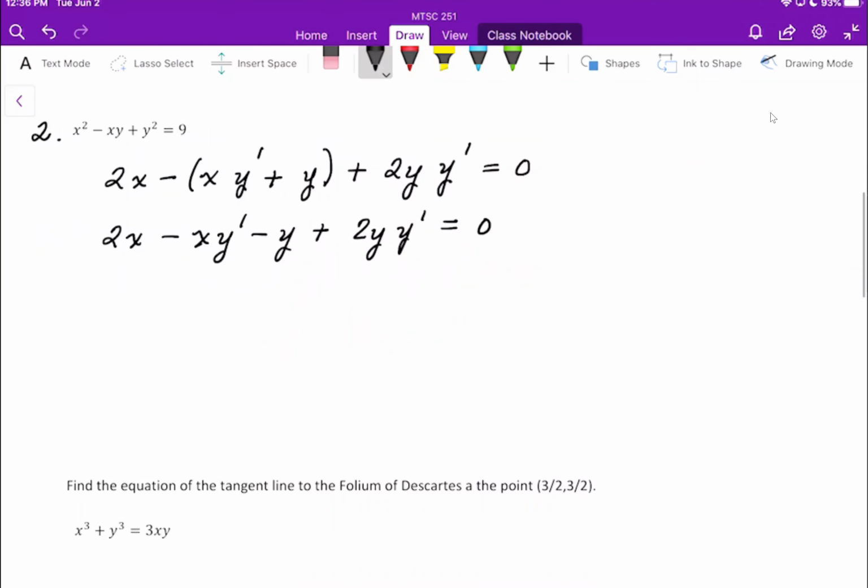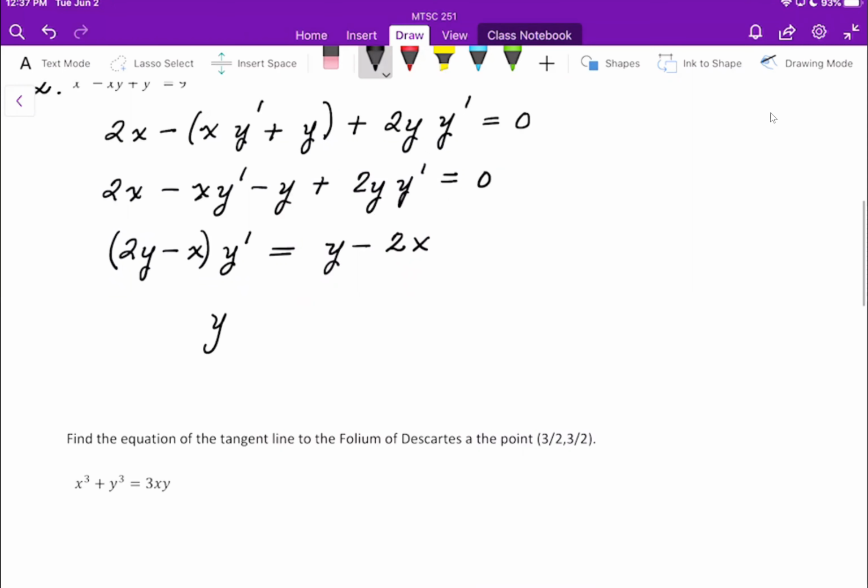So we want to take 2y minus x, multiply that by y prime. And then on the other side, we're going to have y minus 2x. So now we get y prime is going to be y minus 2x divided by 2y minus x. And now we have our derivative. So that is the derivative dy dx.